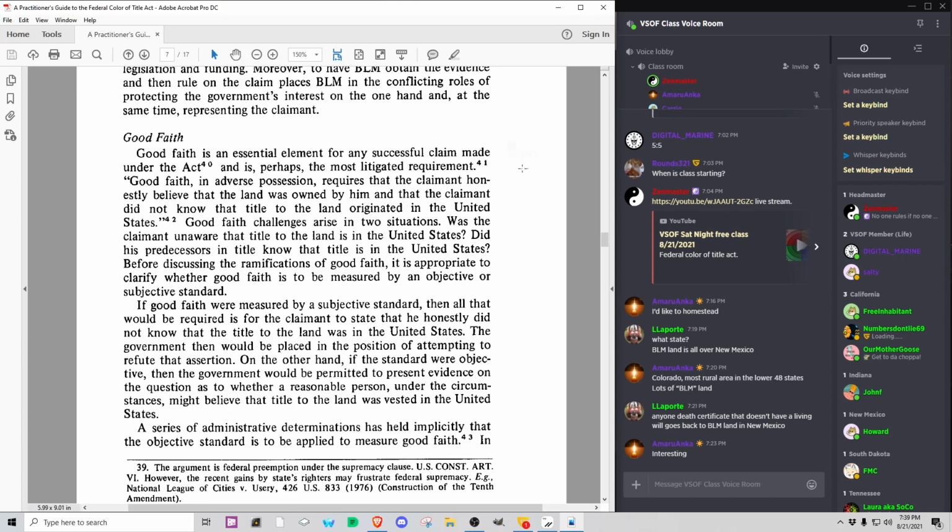Good faith. All right. Good faith is an essential element for any claim made under the Act and is perhaps the most litigated requirement. Good faith in adverse possession requires that the claimant honestly believe that the land was owned by him and that the claimant did not know that title to the land originated in the United States. Good faith challenges arise in two situations. Was the claimant unaware that title to the land was in the United States? Did his predecessors in title know that title is in the United States?